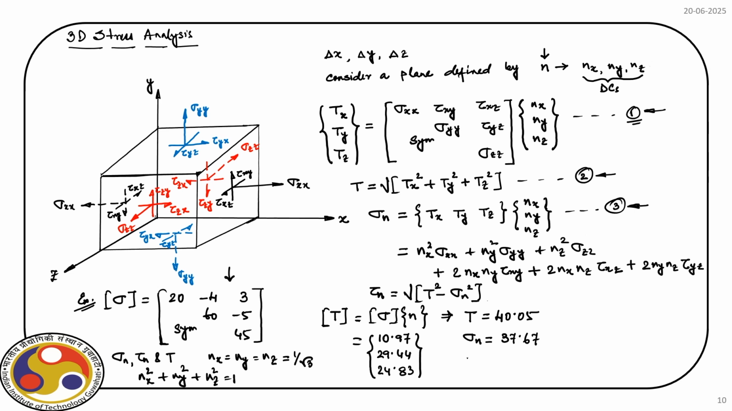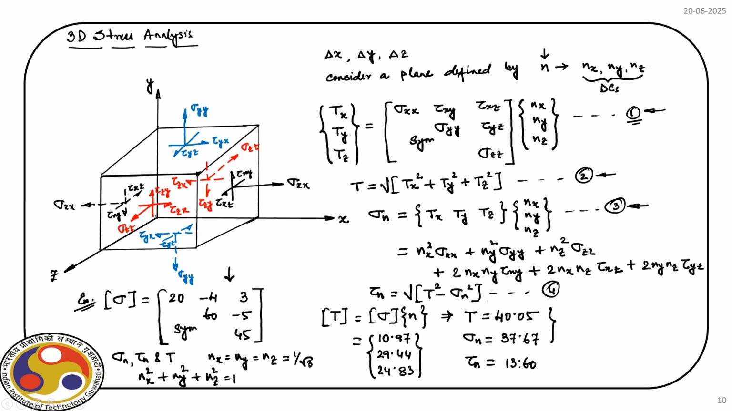And finally, we can find out tau n. Tau n is nothing but using these two by putting in this expression, which is in our case, let us give it an equation number of 4. So, from 4 we can find out this expression and it is 13.60.